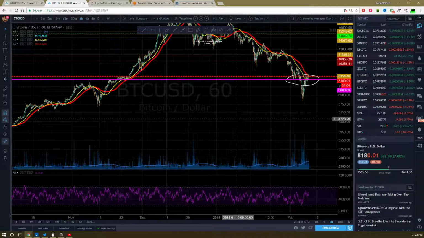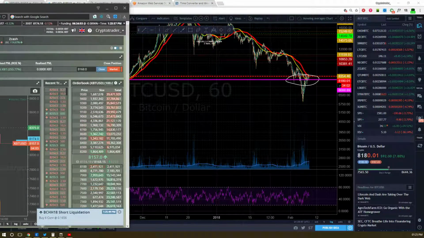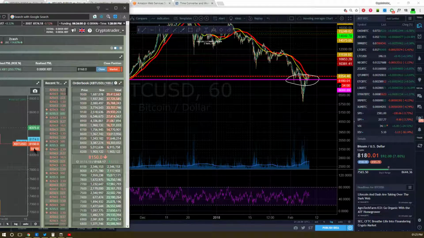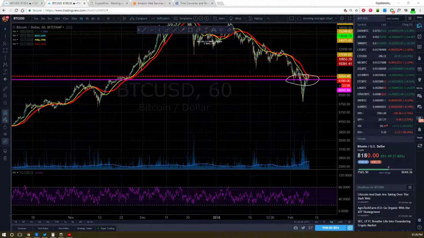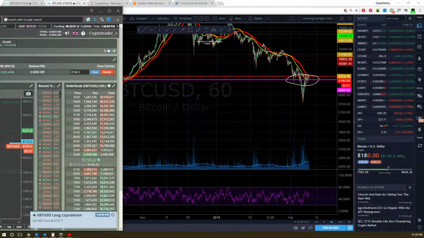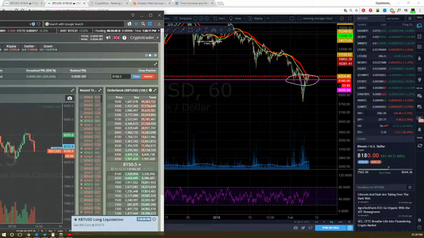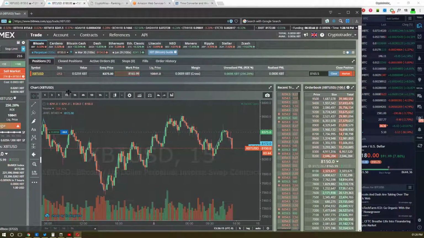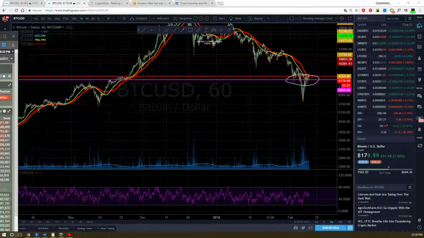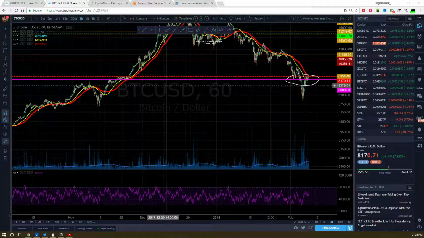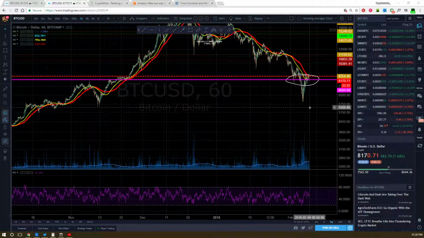Longs are getting liquidated right now. That's a Bitcoin Cash short liquidation, but it just said XBT long liquidation. Here it is. Here's a long liquidation right there. I'm actually right here. My bot got short right here at the top, and it's going down. I was surprised.